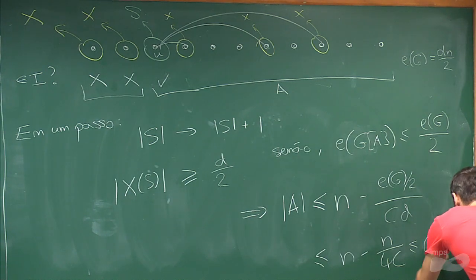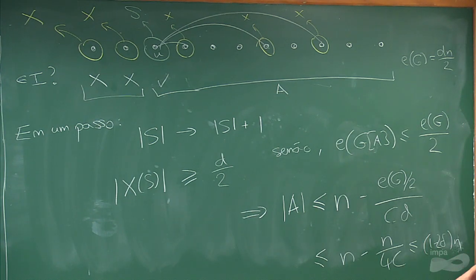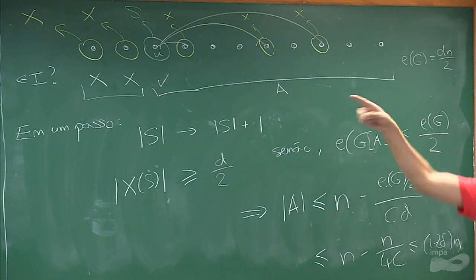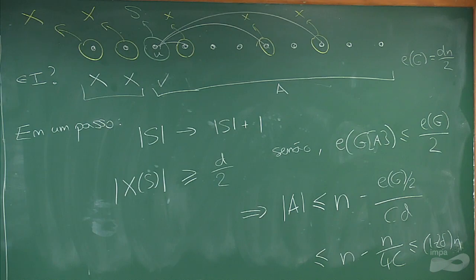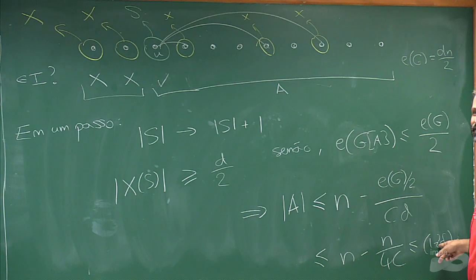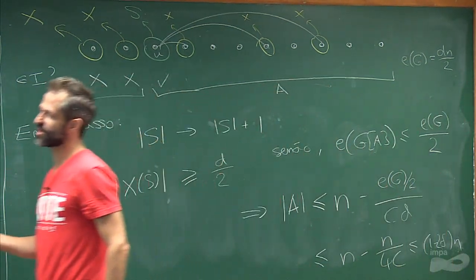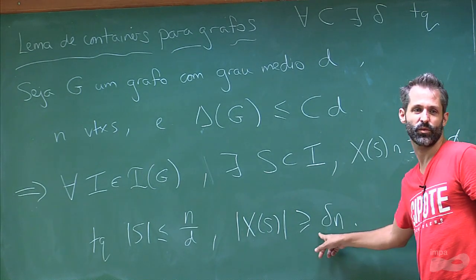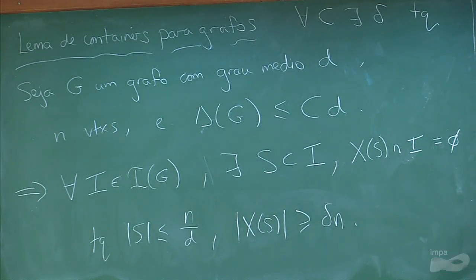Actually, 1 minus 2 delta times n, maybe just to be safe, if we pick delta small enough compared with c. Right? For every c, there exists a delta. So delta is like 1 over 8c, something. OK? So we've thrown away at least 2 delta n vertices. If delta n of them were thrown into X, then we're already happy. We would already have stopped. So delta n of them must have been thrown into S.